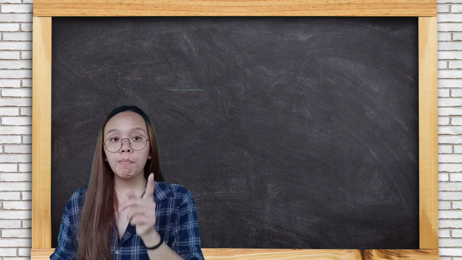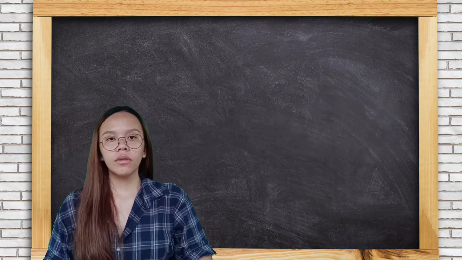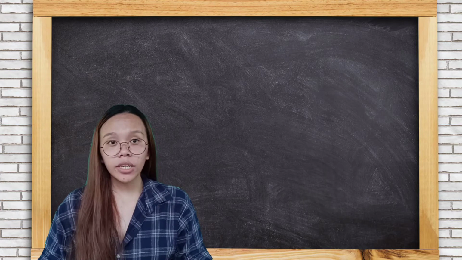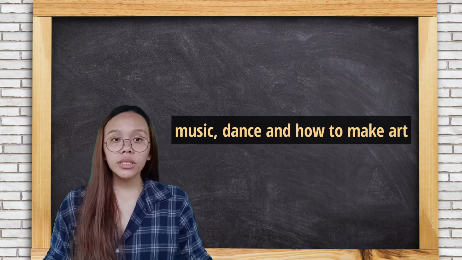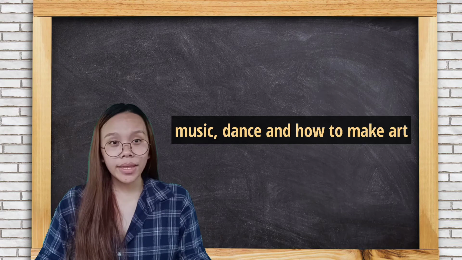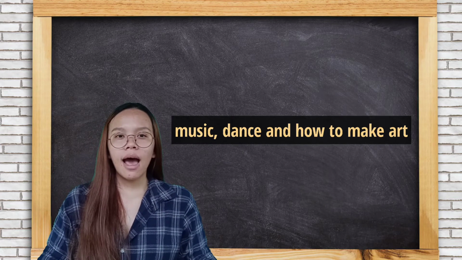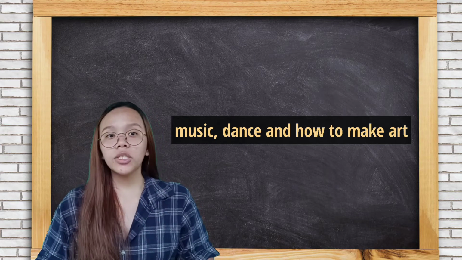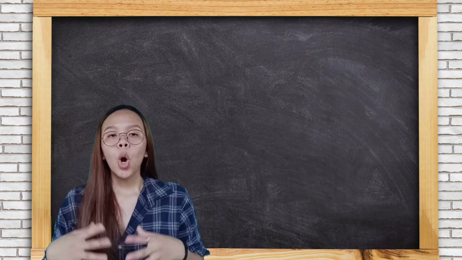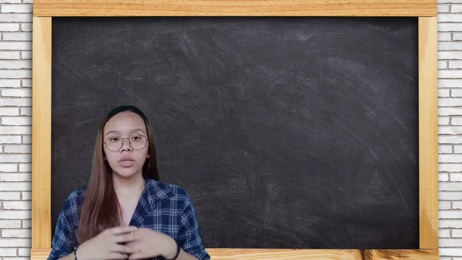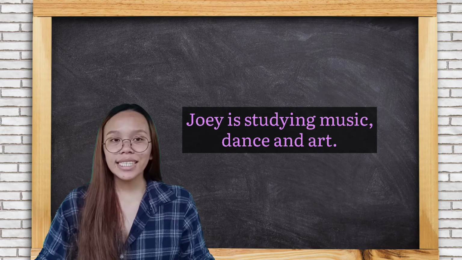Now, let's try one for you to practice. Joey is studying music, dance, and how to make art. Now, what three things should be parallel here? Make a decision. Should be these three? Now, of those three things, which of them are already parallel with each other? Which ones are already written in the same way? Music and dance. So then, how do we change this last part? How do we change it so that it sounds just like music and dance? Well, music is a noun and dance is also a noun, so we just say art, just art. We say Joey is studying music, dance, and art.